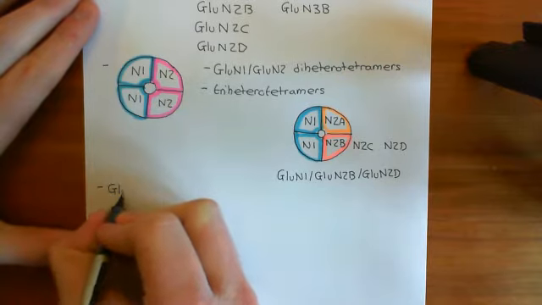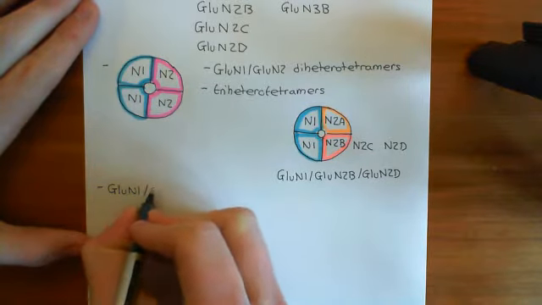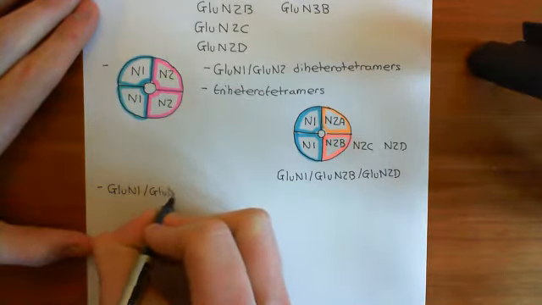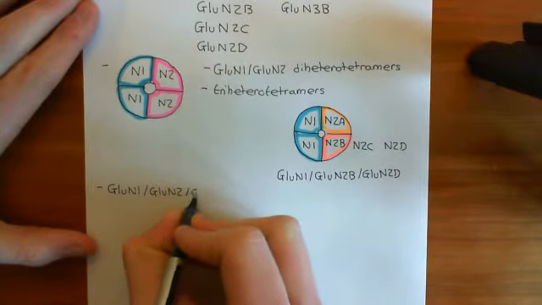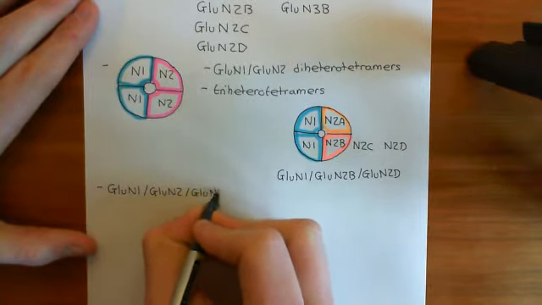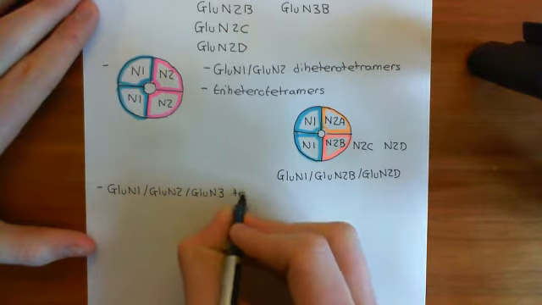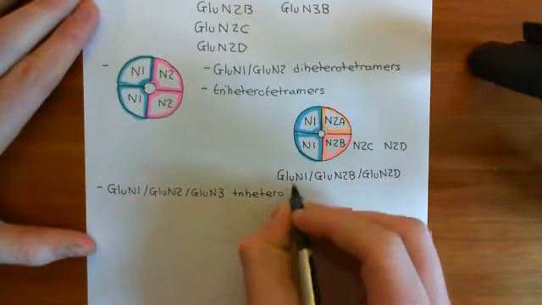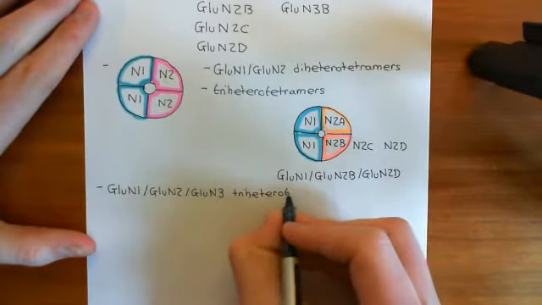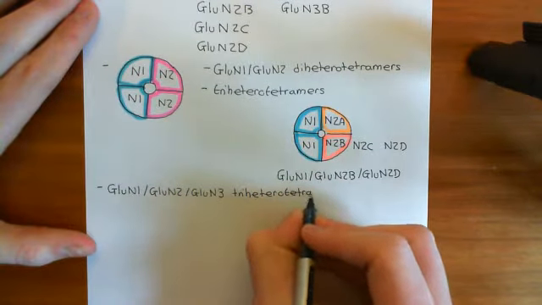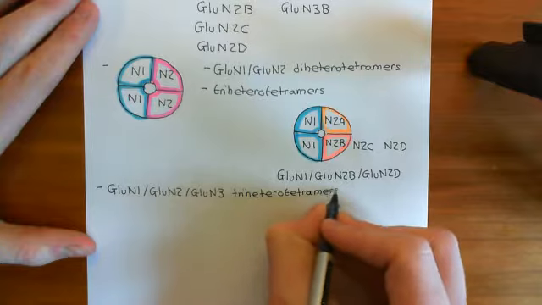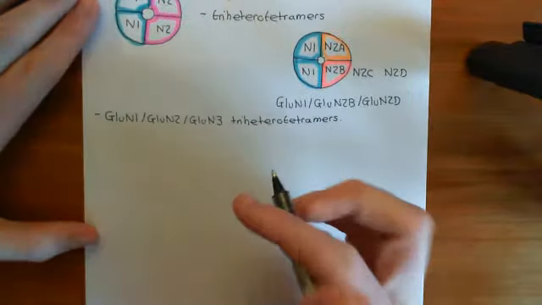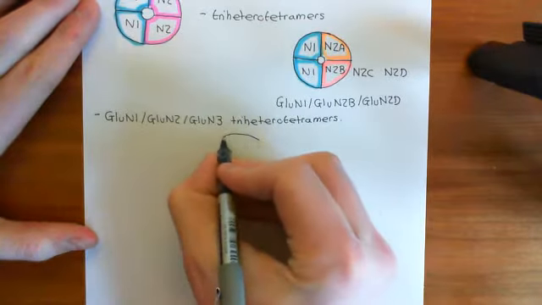Now let's talk about GluN1, GluN2, GluN3 triheterotetramers. Okay, so these are NMDA receptors which have two GluN1 subunits, as always. Okay, then they'll have one GluN2 subunit and also one GluN3 subunit. Okay, so let's draw a picture of this.